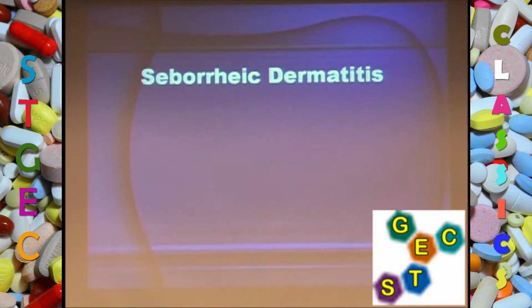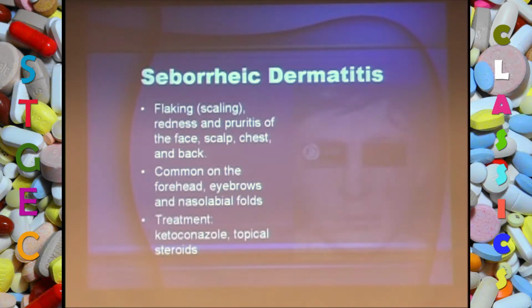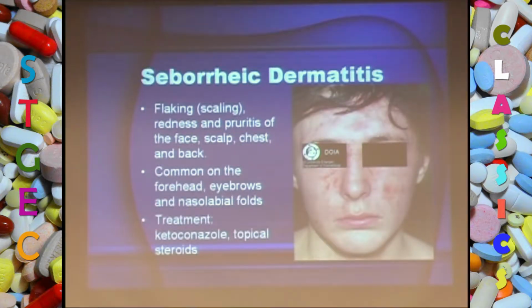Seborrheic dermatitis. This is another problem that is, again, very common, not only in the elderly population, but also in the adult population. And I'm sure you've probably seen examples of that and thought maybe the patient just had a little bit of bad acne or maybe a little flare-up of something that was bothering them. But this is kind of your classic example of seborrheic dermatitis.